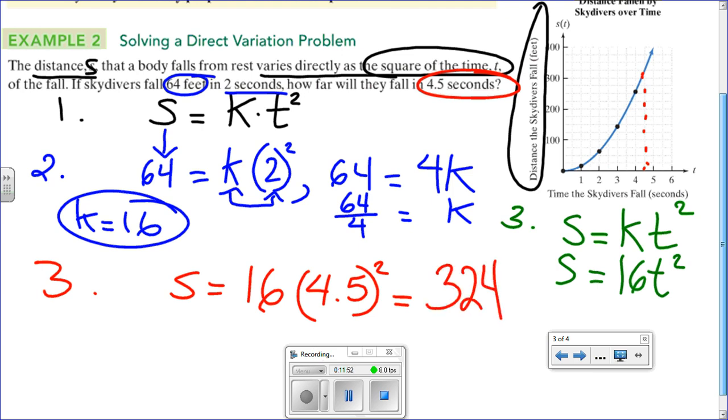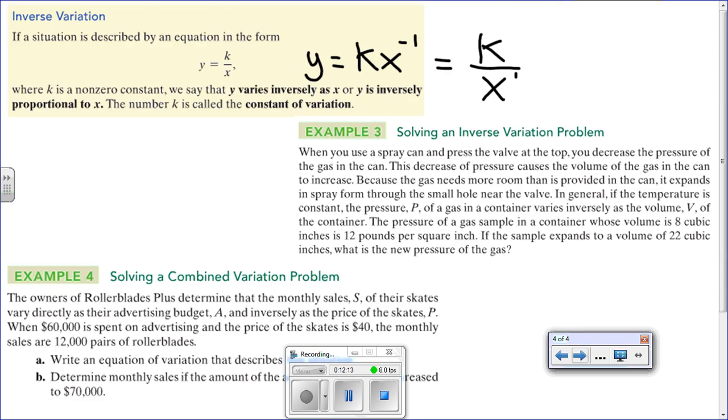324, and the units are? Seconds? Feet. Would it be feet per second? It will just, since it's this distance, it will only be feet. If it was speed, it would be feet per second, or velocity. Okay. So let's move on.